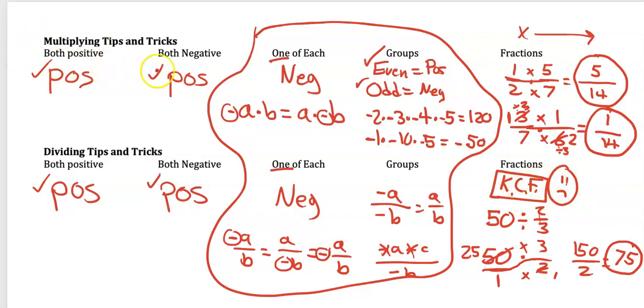Anyway, otherwise, follow your rules on positives and negatives. Multiply straight across. You never actually truly divide fractions. You flip the second guy, and then you multiply. All right, see you in class.